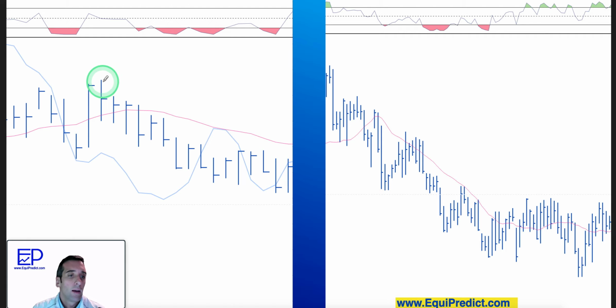So on the left, again, what we want to do is look for a downtrend. You want to identify a stock of your choice. We're using Johnson & Johnson just because it's been obeying not only the EquiPredict model, but it's also been a model equity for the stochastic RSI lately. There are just so many of these out there.